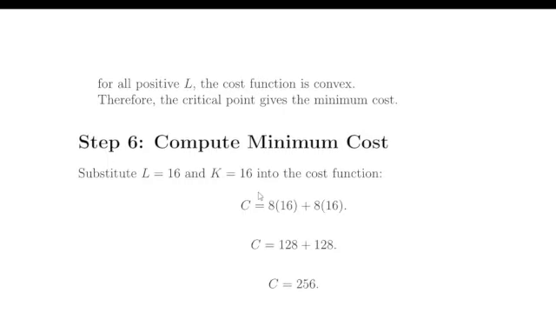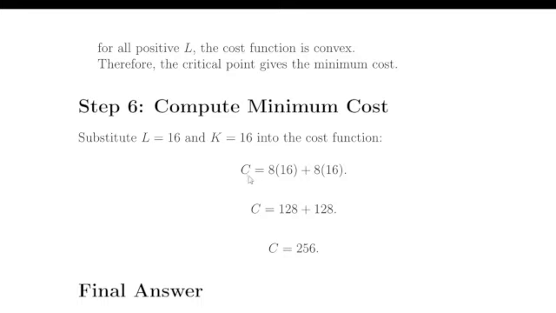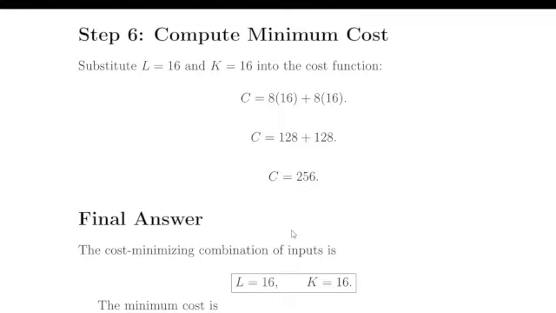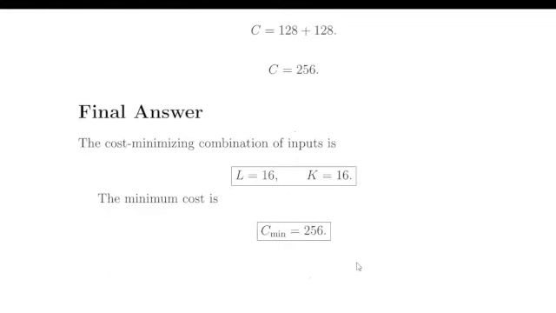So that means that it has to be a minimum. And so now to compute the minimum cost, we plug it back into the cost function, which was C equals 8L plus 8K. And L and K are both 16. And so we end up with the cost being 256. And so that's going to be the final answer.